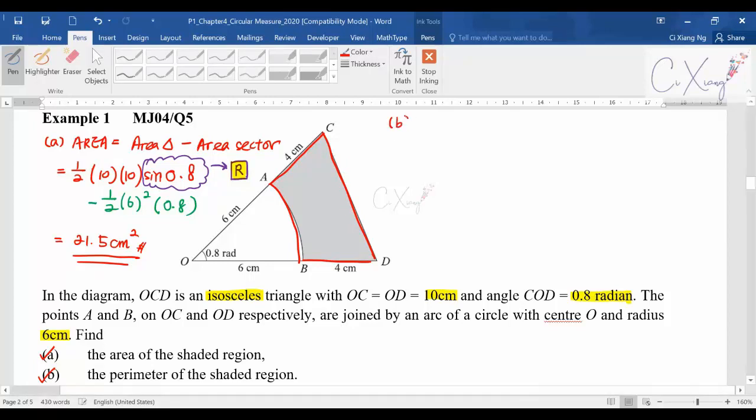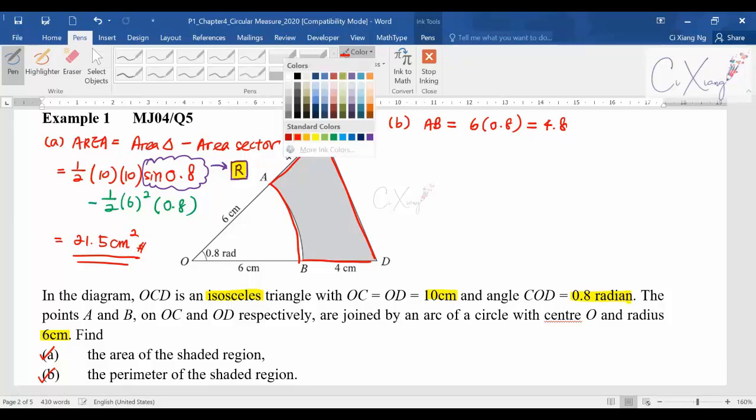Alright, so I will start. What is AB here? AB generally is the length of an arc, right? So the length of an arc is r theta. So what is the radius? 6 cm, because AB is formed by the radius 6 cm. So it is 6 and then theta is 0.8. This one is very straightforward, it is 4.8.